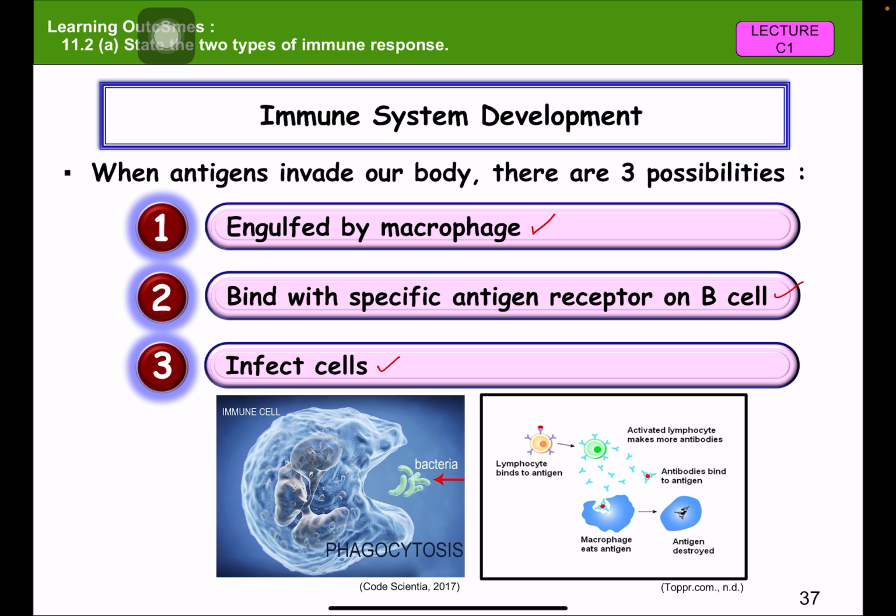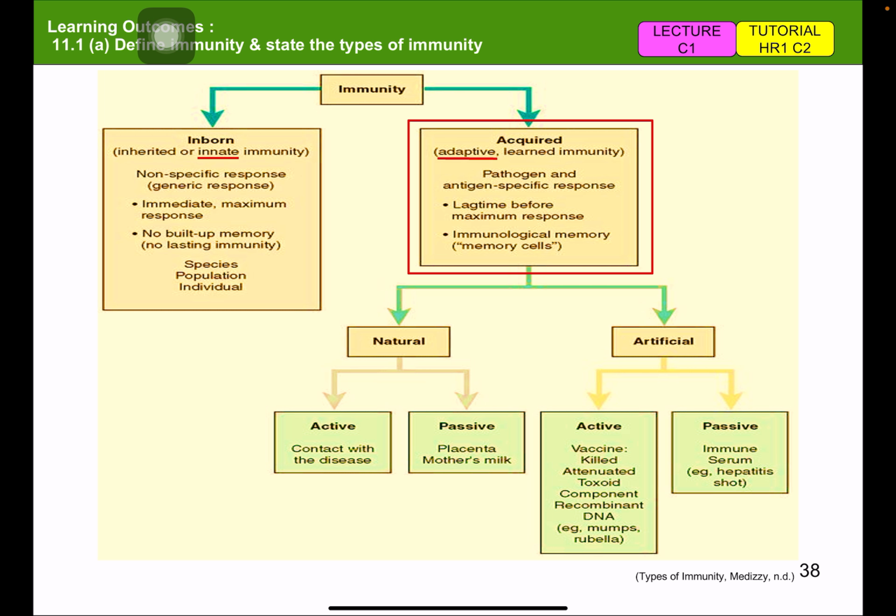Okay. So you can see the diagram here, whereby the bacteria is being phagocytized by the phagocytic cells through phagocytosis, right? Okay, so again, we have two types of immunity, the innate and adaptive immunity. And under the acquired immunity or adaptive immunity, we have the natural and artificial. Under both natural and artificial, we have the active and the passive immunity.